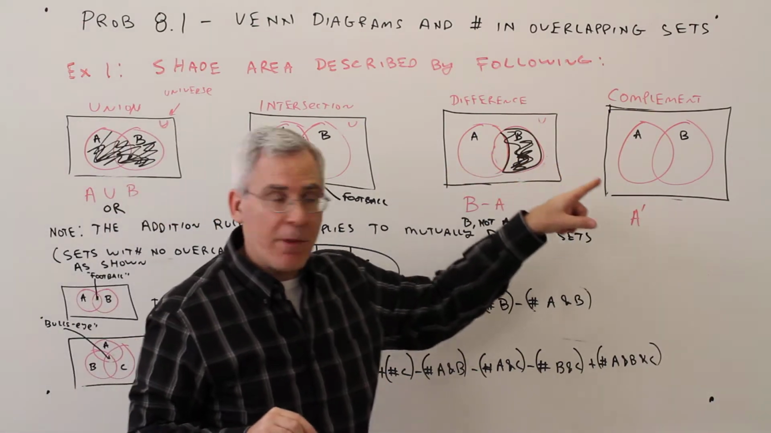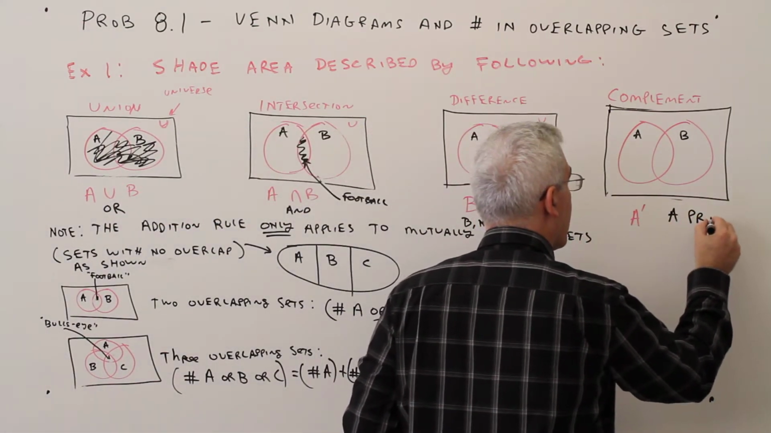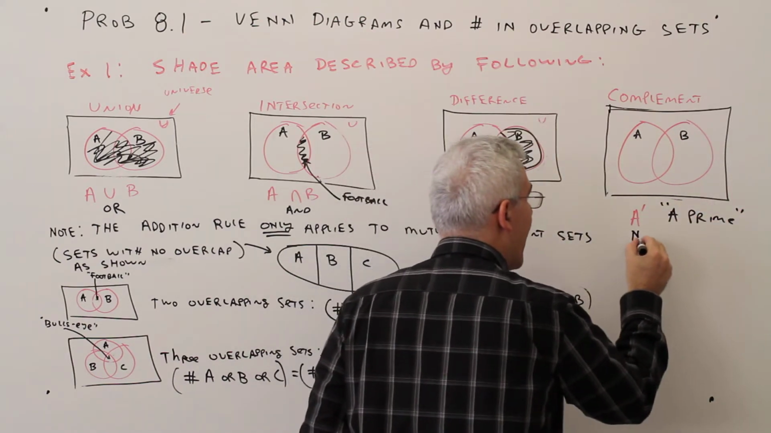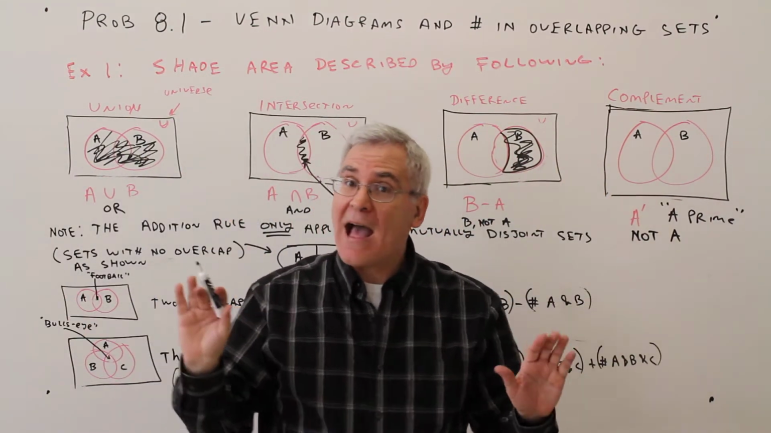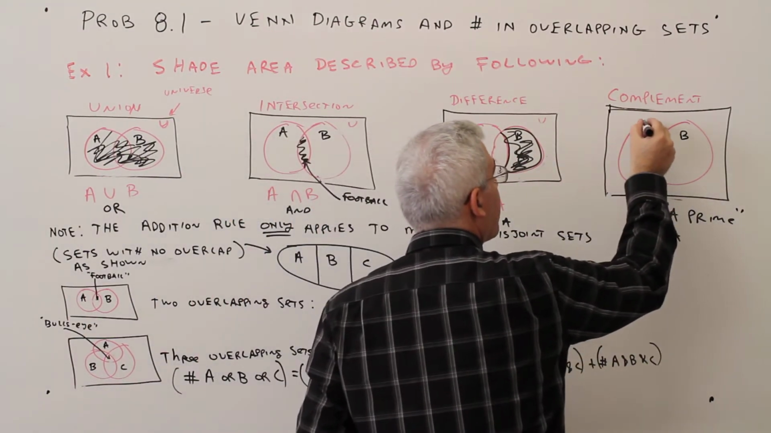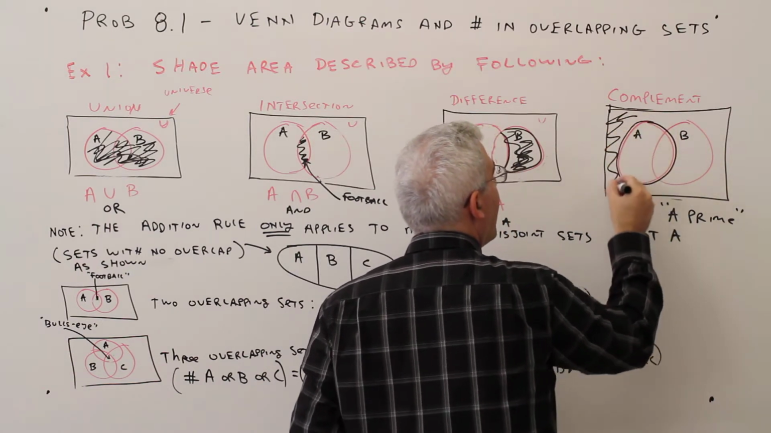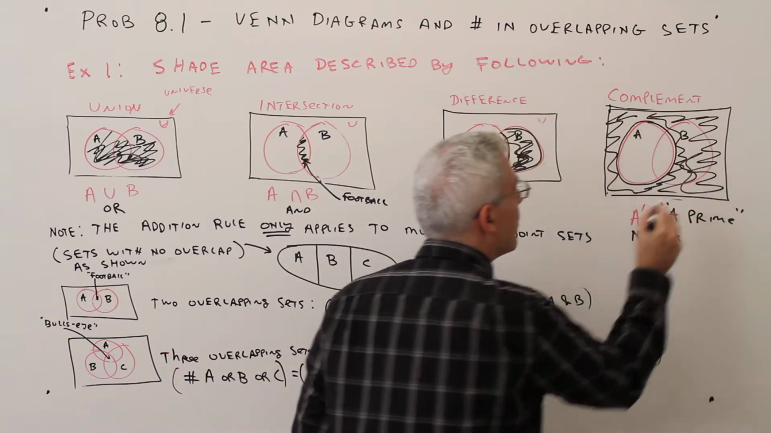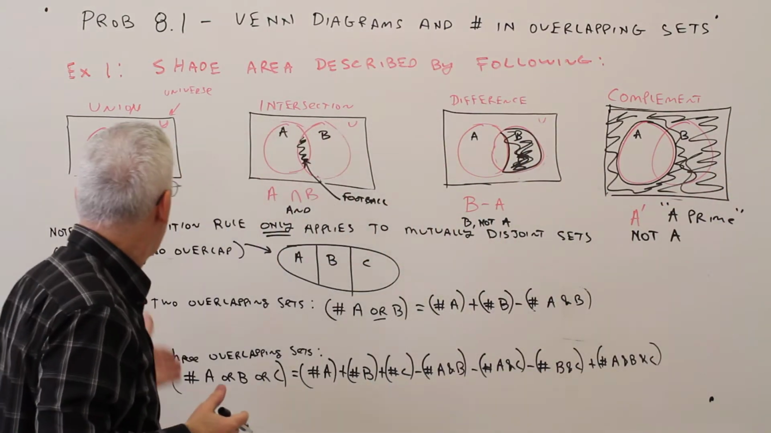Over here, the complement. Okay, this is read as A prime, and it really means not A. So the entire universe, but not being in A. So I'll just put a little force field around set A, and that'll be everything else. All right, those are four of the more common situations.